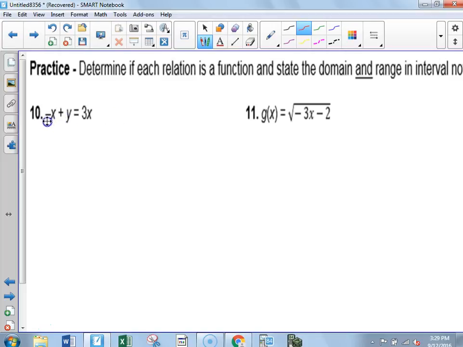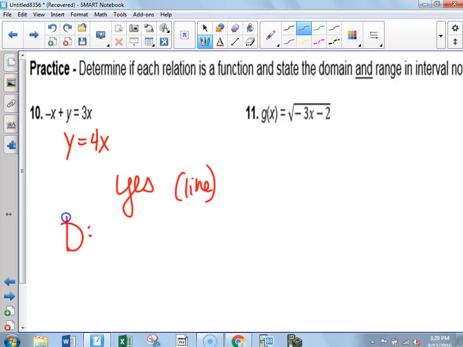I'm just going to do one more question. Y equals, if I move this over, I get that. Domain and range. Is this a function? Yes, it's a line, right? So what is the domain and range? Yes. That line does not stop going left, right, or up, or down.